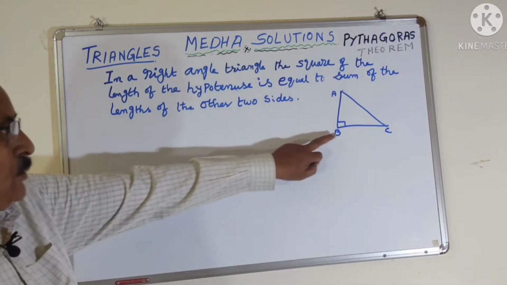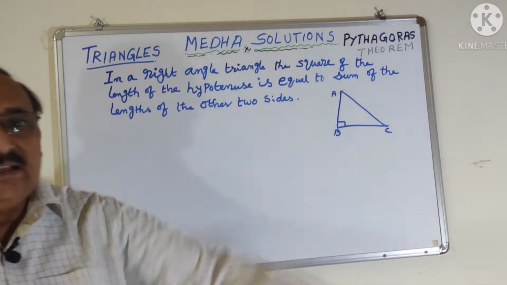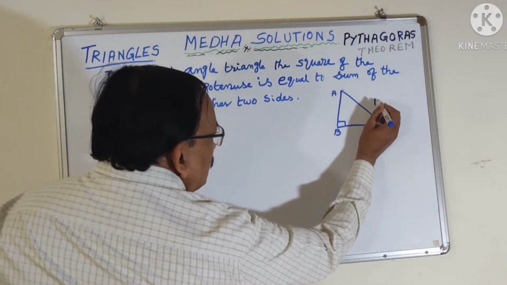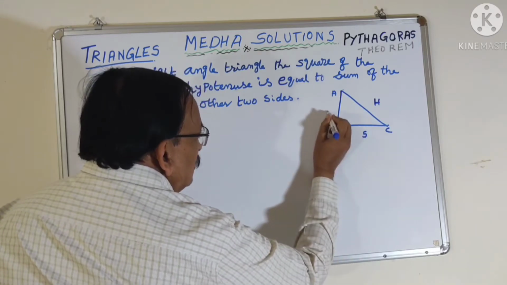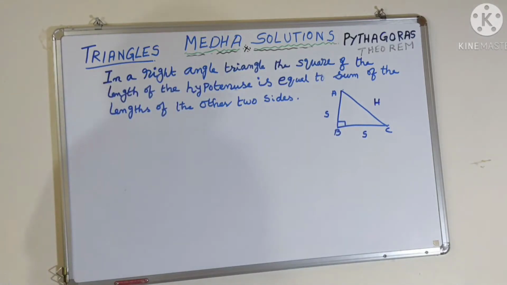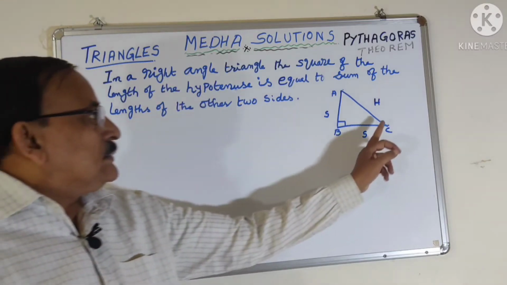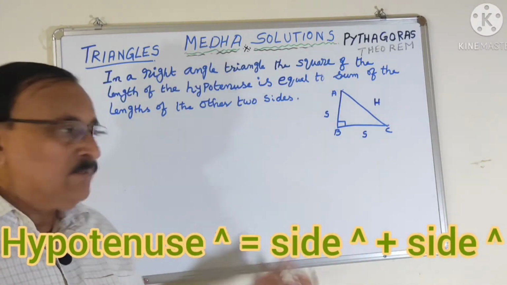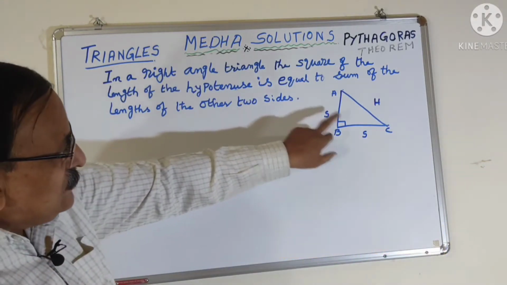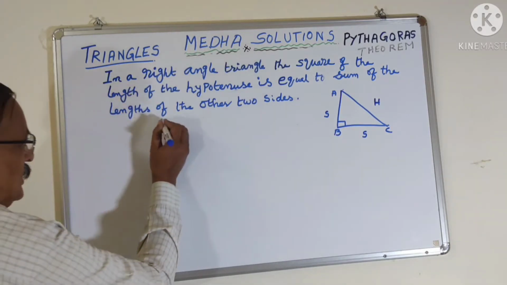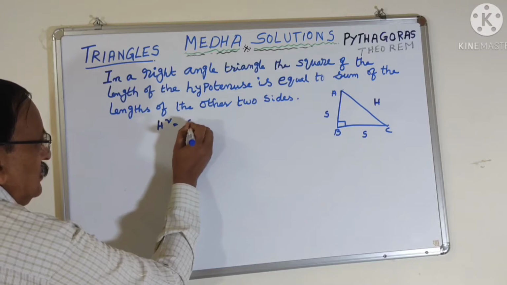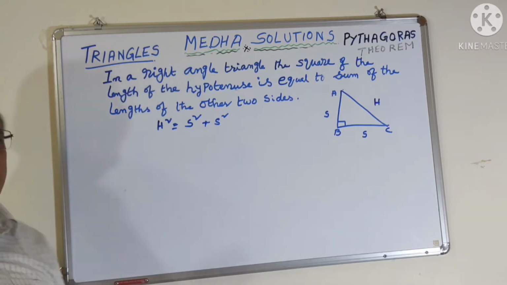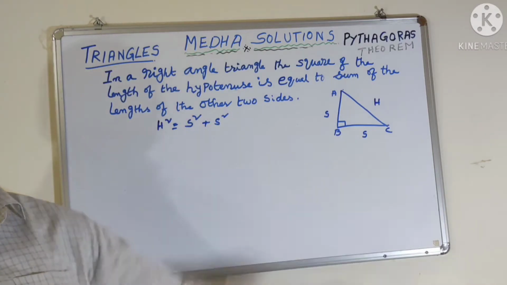We know opposite to the 90 degrees, the side is called AC. That is called the hypotenuse. And this is one more side and this is one more side. So he is telling that the square of the hypotenuse is equal to the sum, means adding, of the squares of the other two sides. See here, h square is equal to s square plus s square. We know h is the hypotenuse, s is one side and the other is also s.